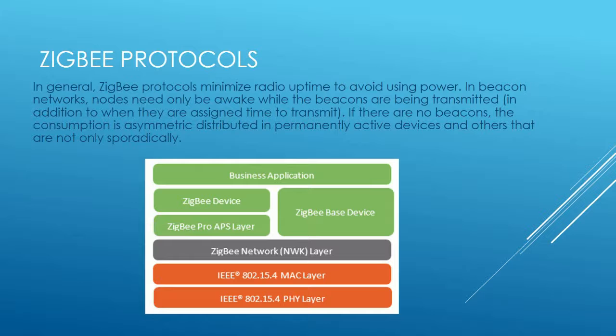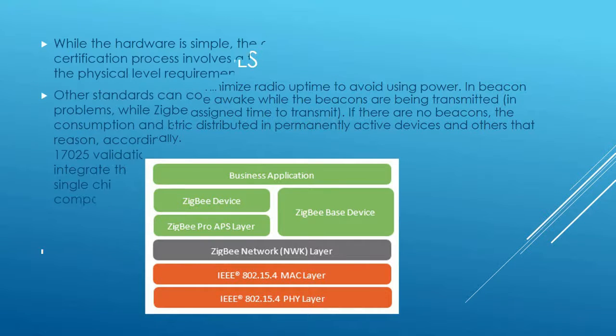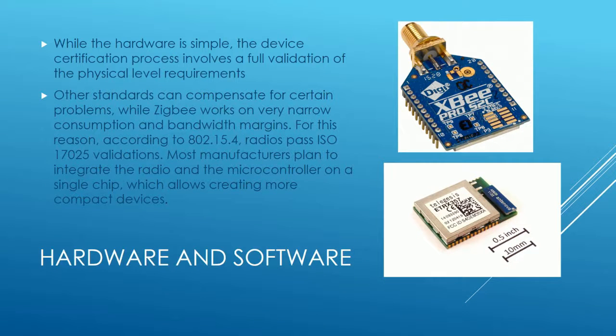Zigbee protocol features include support for multiple network topologies such as point-to-point, point-to-multipoint, and mesh networks. Low duty cycle provides long battery life, low latency, direct sequence spread spectrum, up to 65,000 nodes per network, and 128-bit encryption for secure data connections, hardware and software.